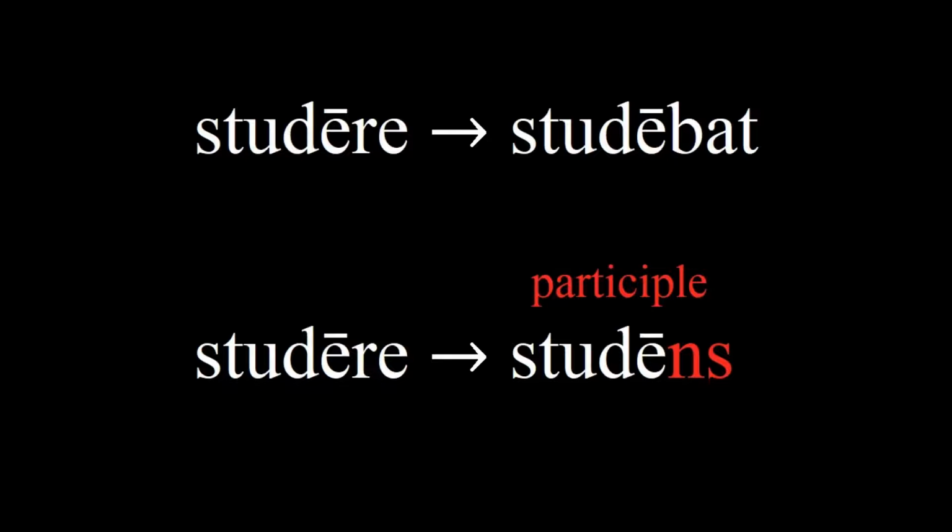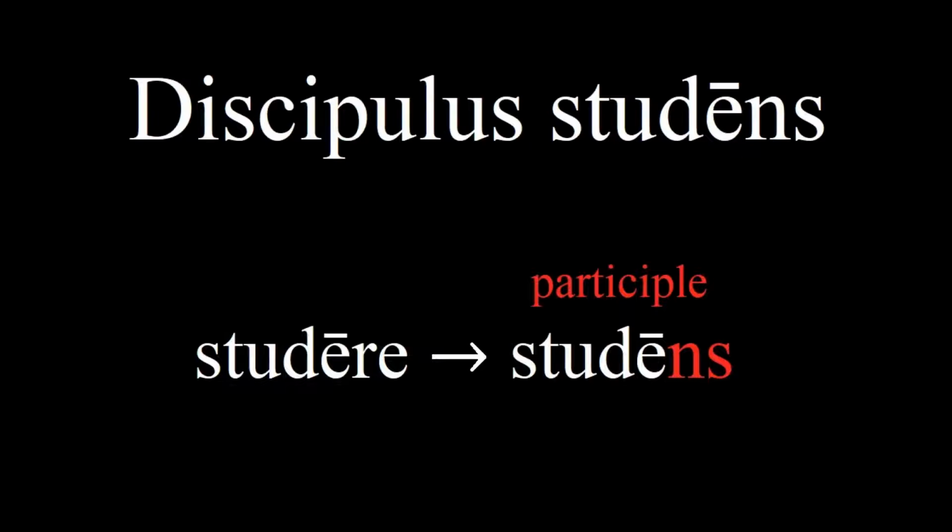The way we form a present participle is the same as the imperfect past tense, but instead of the ba ending, we add ns. So this means the vowel before the ns is always long in this declension, except the I, which changes to ie with a long e. So how would we say the studying student? Discipulus studens.